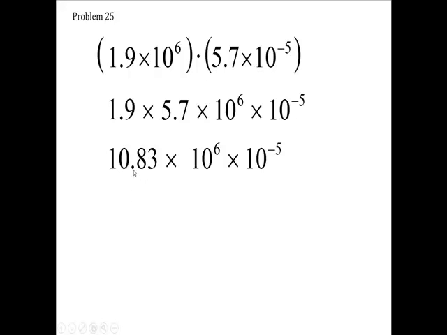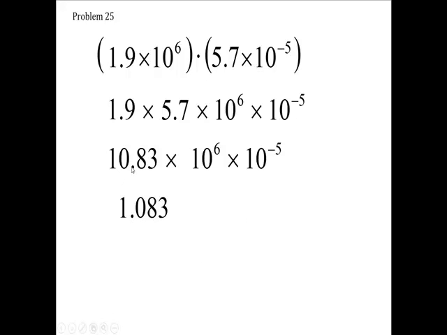So to be scientific notation, what I want to do is the decimal has to be placed here. So it's got to move over one place. It was between the 0 and the 8. Now it's between the 1 and the 0. Okay, so to be scientific notation, the decimal has to be between the first digit and the second digit. All right?